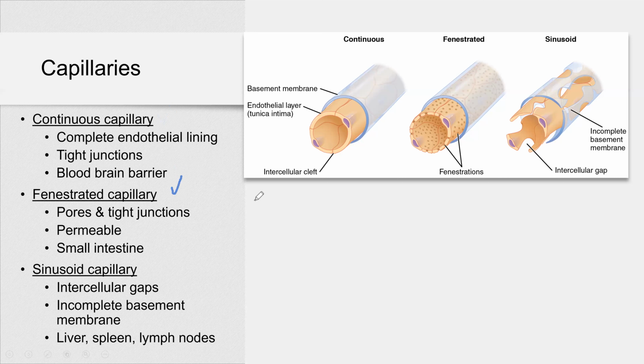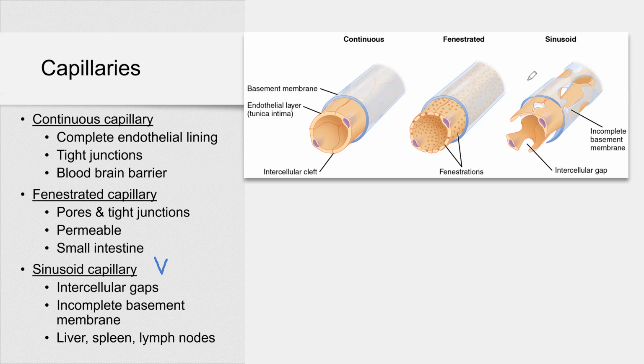Fenestrated capillaries, they have pores. They do still have tight junctions. So these spots over here, those pores, they are called fenestrations. And they are more permeable than continuous and found in the small intestine, for example, where you need nutrients to move in and out, right? And nutrients like amino acids or nucleotides, right? So larger molecules, or like sugar. So you have this fenestration.